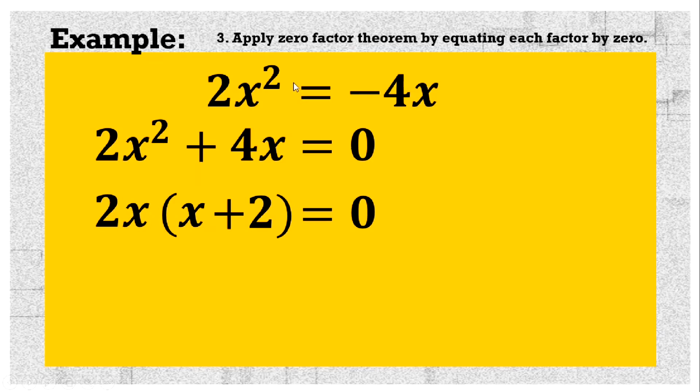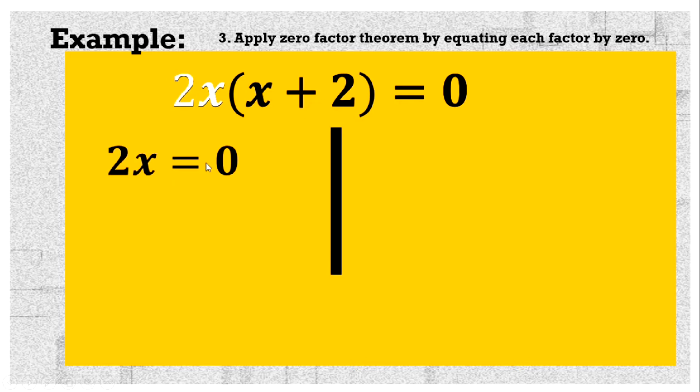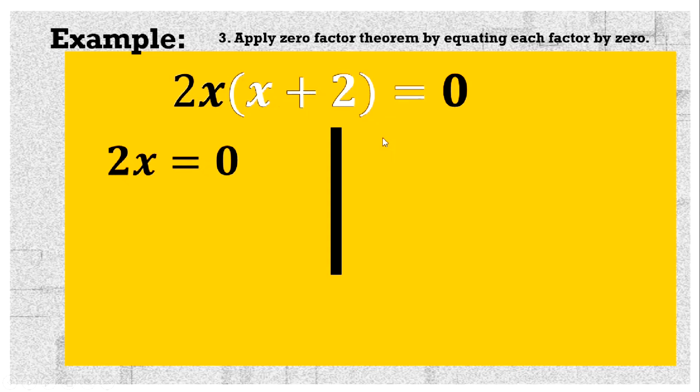Next step is to apply the zero-factor theorem by equating each factor to 0. So again, first factor natin we have 2x. So we have 2x is equal to 0. Other factor natin is quantity x plus 2. So we have x plus 2 is equal to 0.